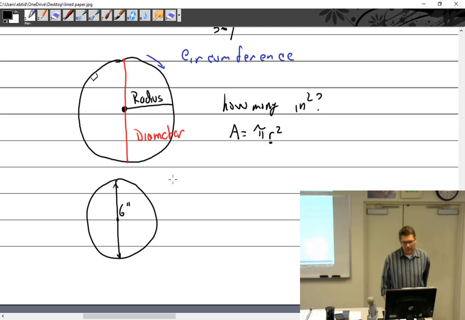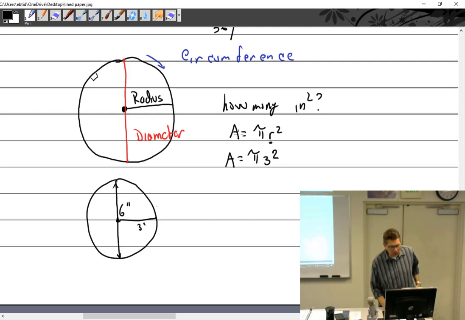So I need half. So the formula then is area equals pi times, what is my radius? 3. So the radius of this, from here to here, is actually 3 inches. So it's 3 squared. This is where we get into order of operations. Things don't necessarily go from left to right. I like to remember, please excuse my dear Aunt Sally.